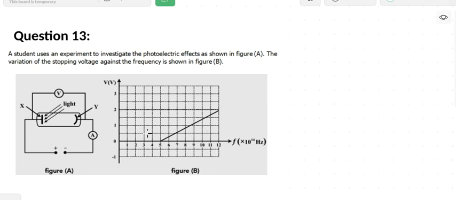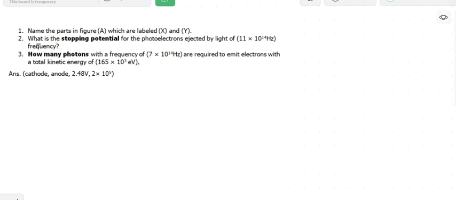This is stopping voltage versus frequency, because we are changing the frequency, which means we're changing the light, so the stopping voltage will change. On one side, we see the light is directed toward X, and on the other side we have the collector Y. Let me read the question together. Number one, name the parts in figure A which are labeled X and Y. Name the parts means if they are cathode or anode, where we are shining light.